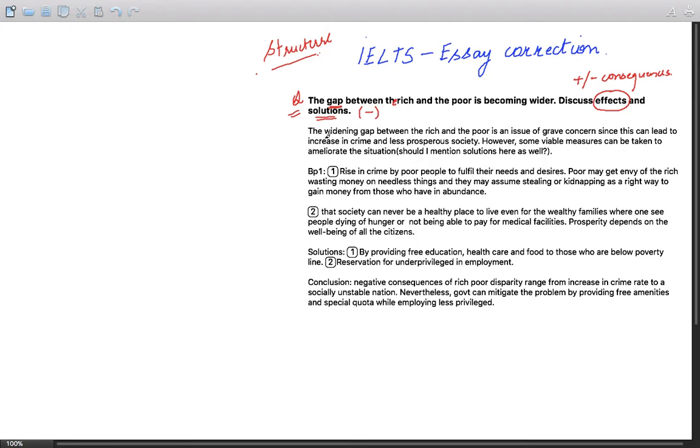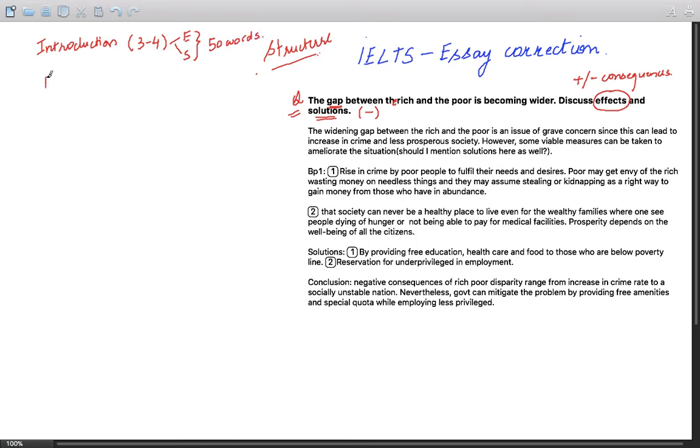Okay. So what should be the structure before we proceed to the answer? There should be an introduction. Let me write over here an introduction. Introduction should ideally be about 3 to 4 sentences long. It should mention the effects as well as the solutions that you plan to discuss in the body paragraphs. So about 50 words long, that is more than enough.